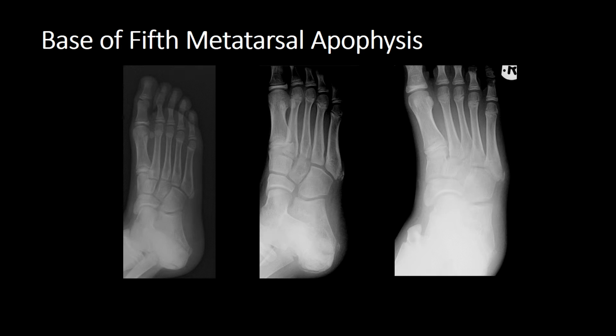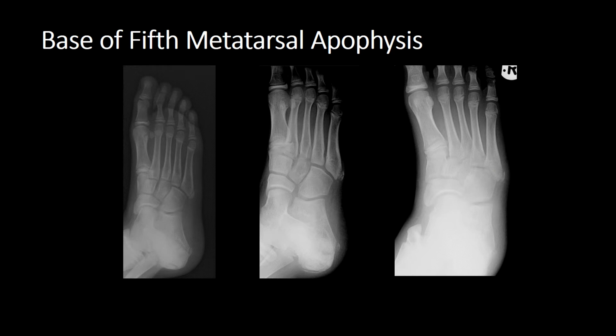The apophysis, which is responsible for increase in width in bone and is at the insertion of a tendon, the apophysis runs vertically in relation to the host bone, whilst the fracture runs transversely.